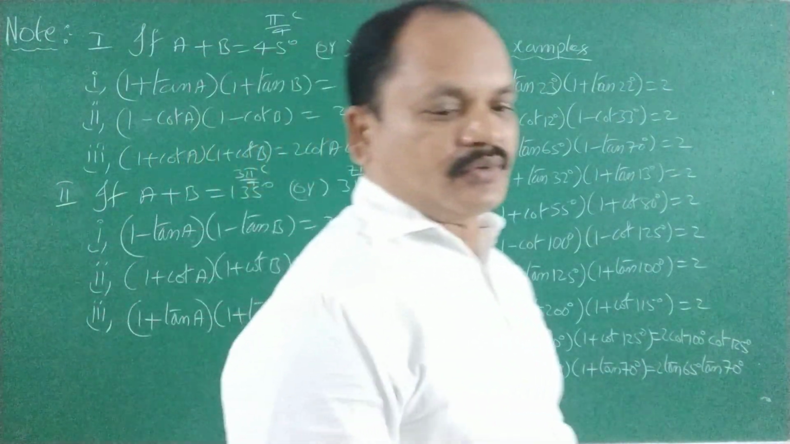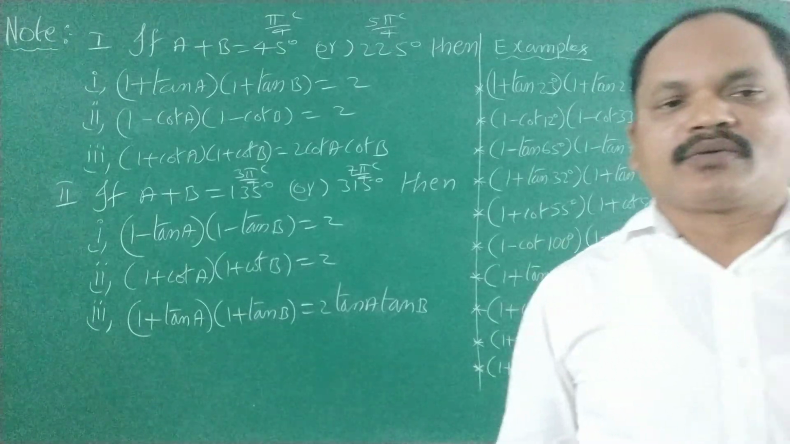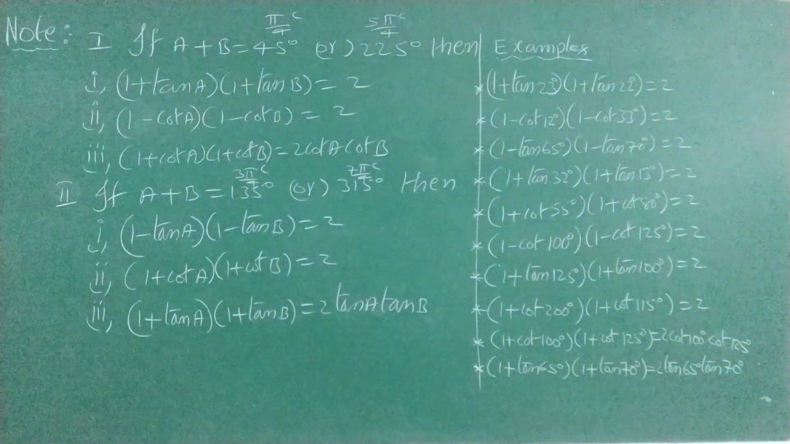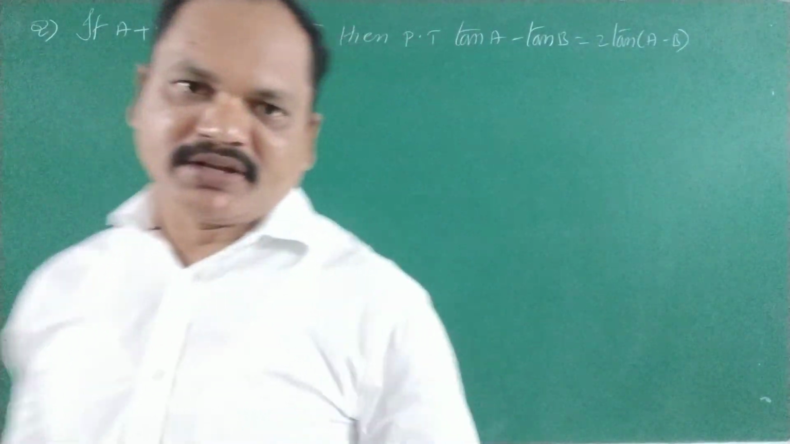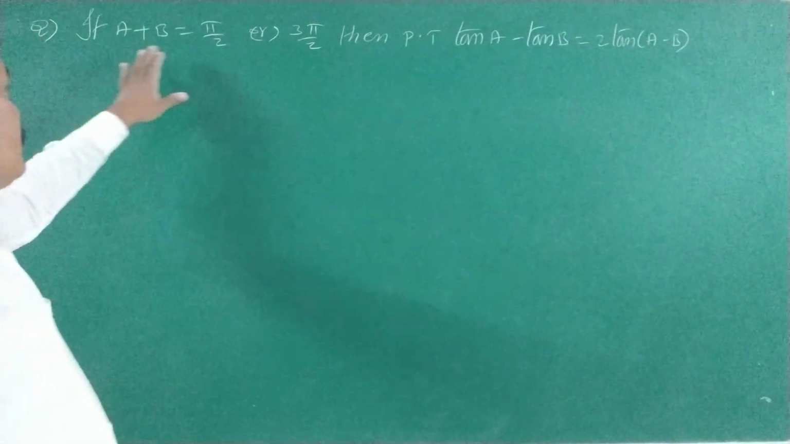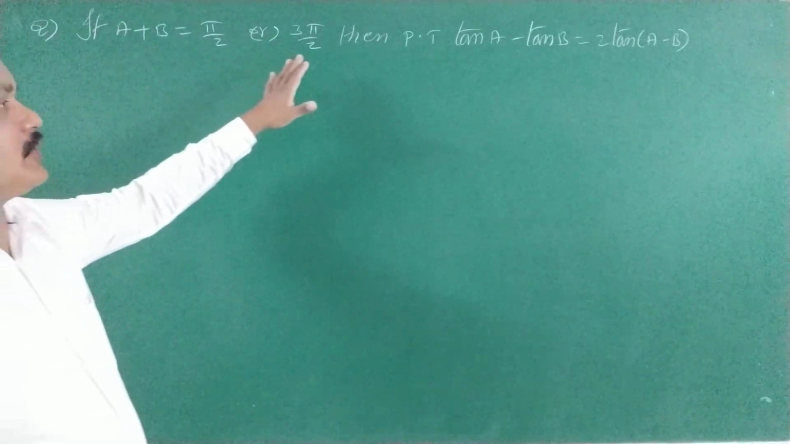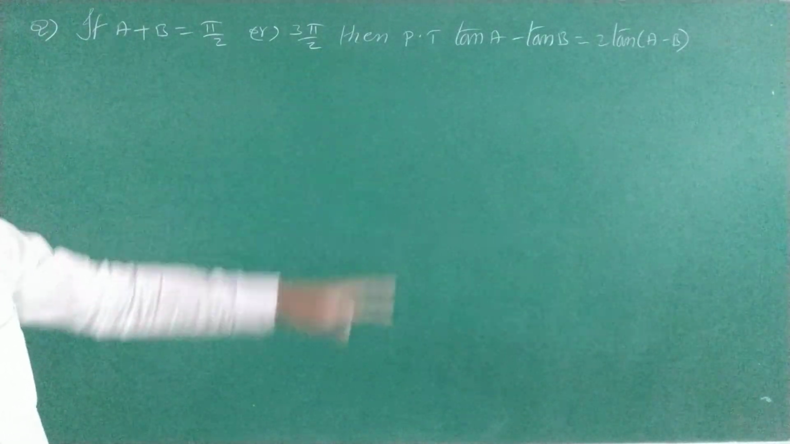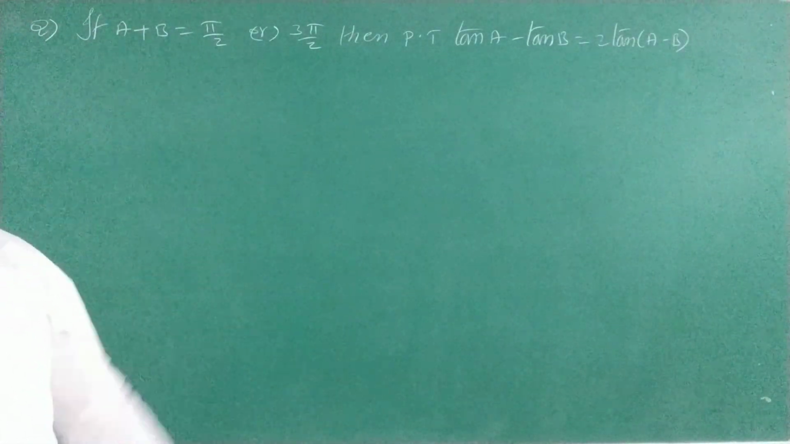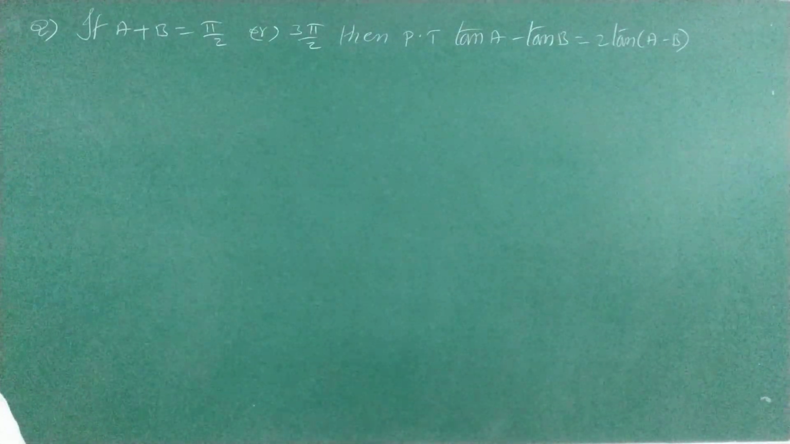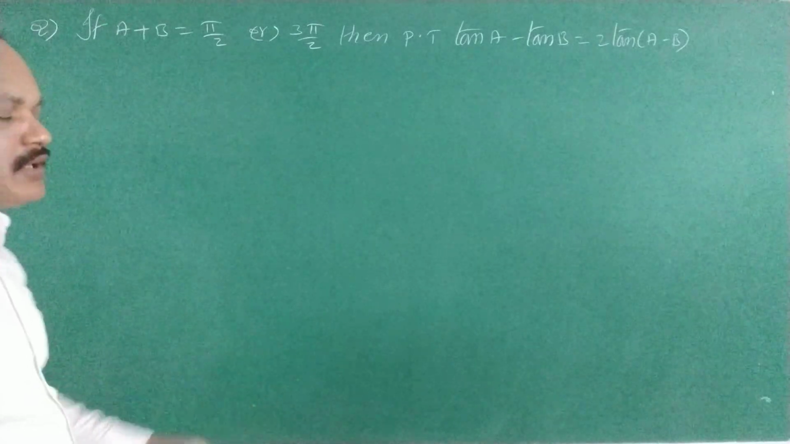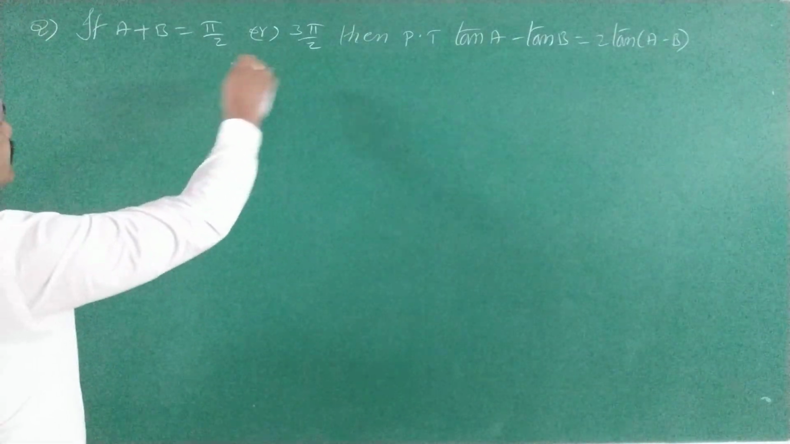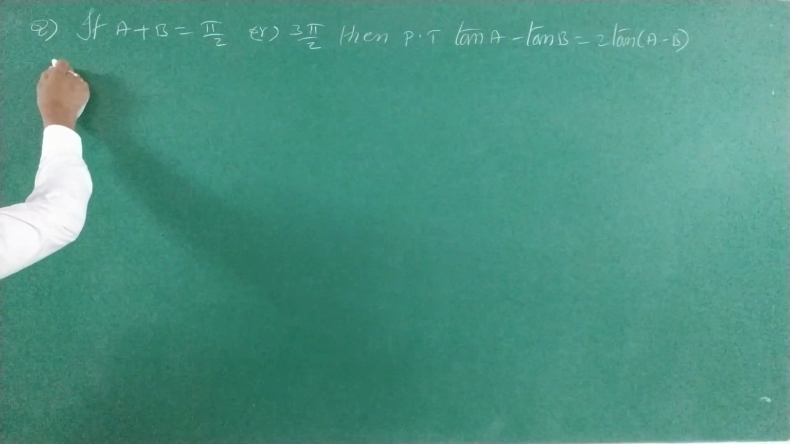Okay, my dear students, we are going to another concept. If A plus B is equal to pi by 2 or 3 pi by 2, then prove that tan A minus tan B is equal to 2 tan(A minus B). So we have to prove this. That means it is pi by 2 or 3 pi by 2, no problem. So we record the result in terms of tan. Let us take the proof for this.